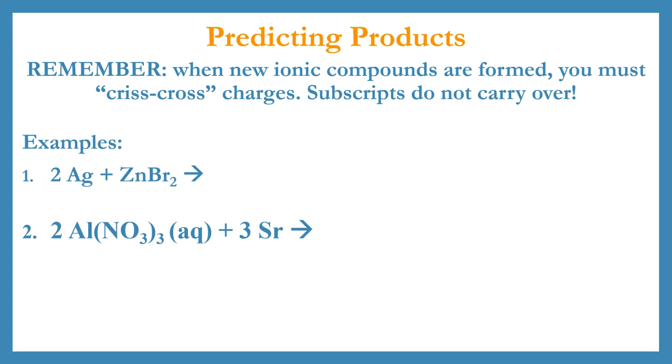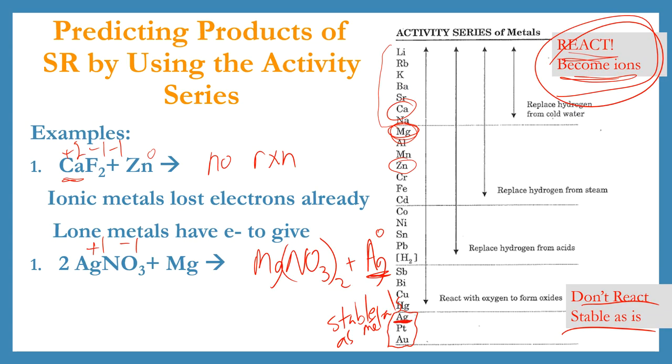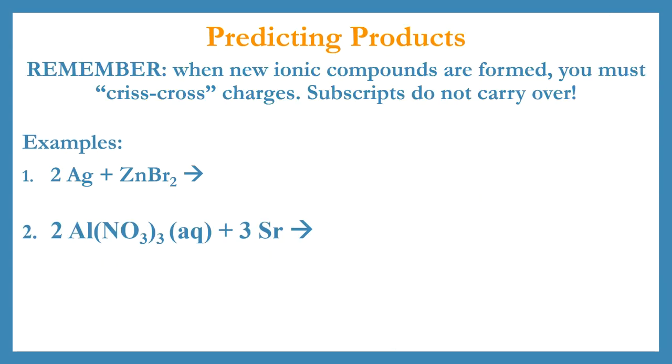If silver gets together with zinc, silver being down here and zinc is above it. Oh wait, no, it's not the same thing. So silver with zinc. Hopefully you realize zinc would rather be in the ion. Here it is with an ion. It's +2 with the two bromines, which are -1. Silver is 0. So nothing's going to happen here. Silver is happy to be 0. It's not going to react. That's why, again, we use it for jewelry and such. So that would be no reaction.